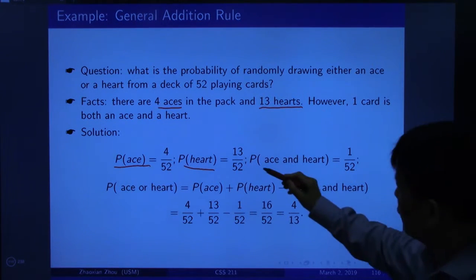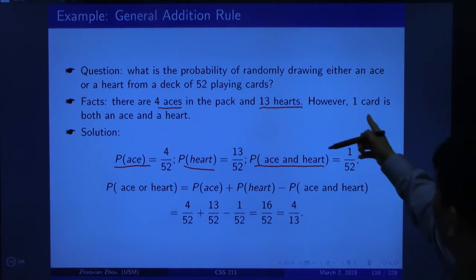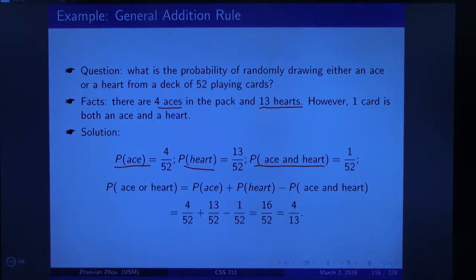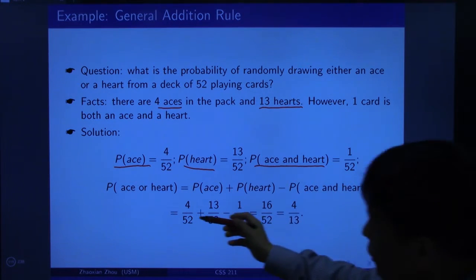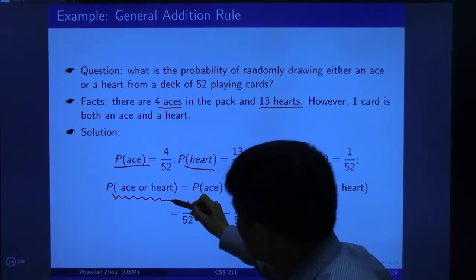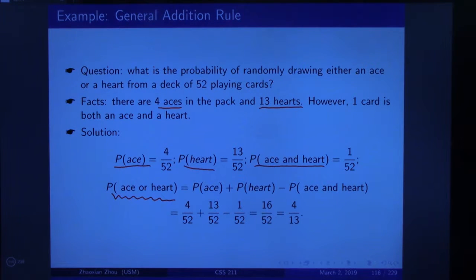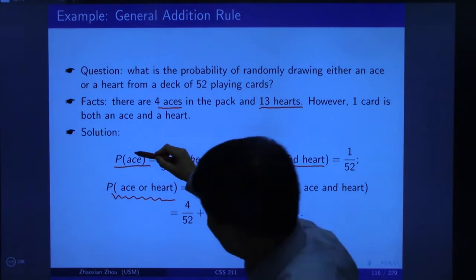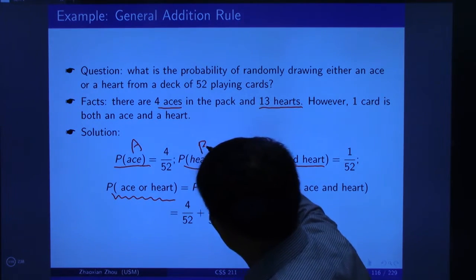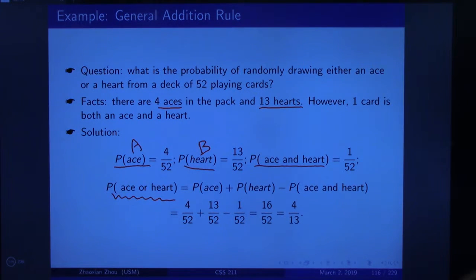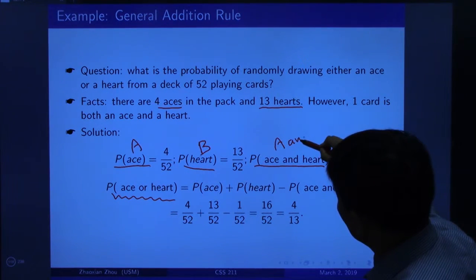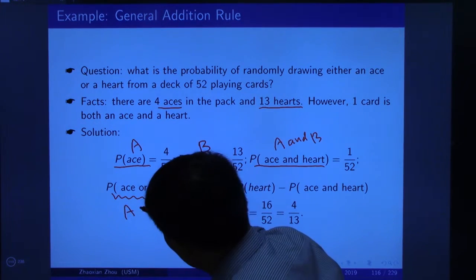And the probability for ace and heart, because only one card is both an ace and a heart, is also 1 over 52. Now what we want is the probability for a card to be an ace or a heart. If we want to use the formula in the last slide, for ease, this is event A, this is event B, this is A and B, and this is A or B.